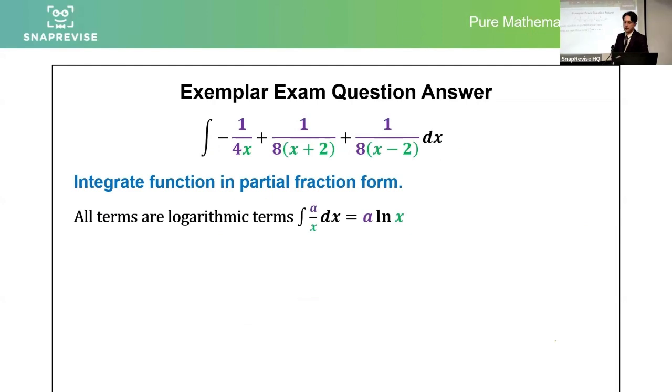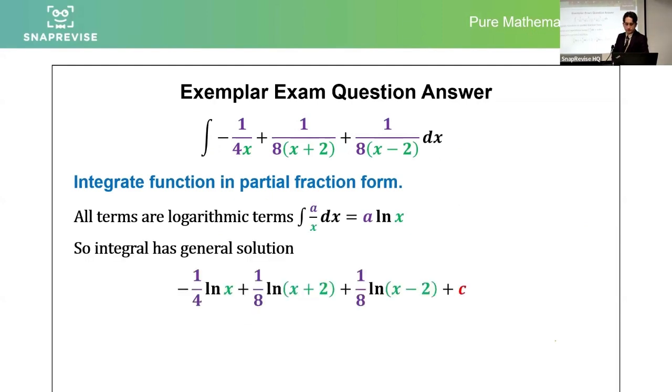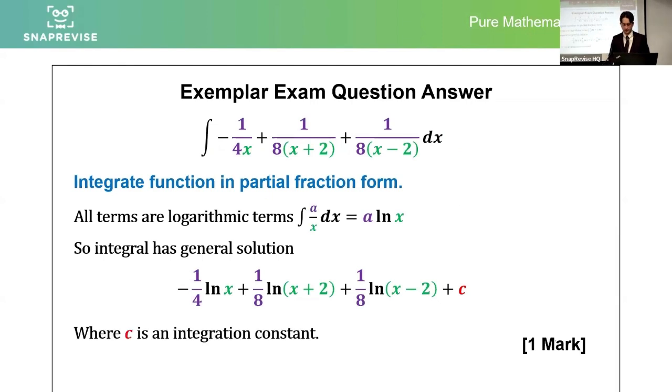So now just looking at this, if we're to integrate it, the first one just becomes -1/4 ln x. The second one becomes 1/8 ln (x plus 2). And the third one becomes 1/8 ln (x minus 2) plus c. And we do need to remember the plus c. Right.